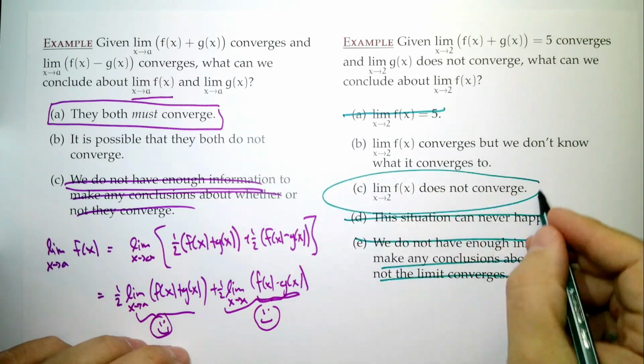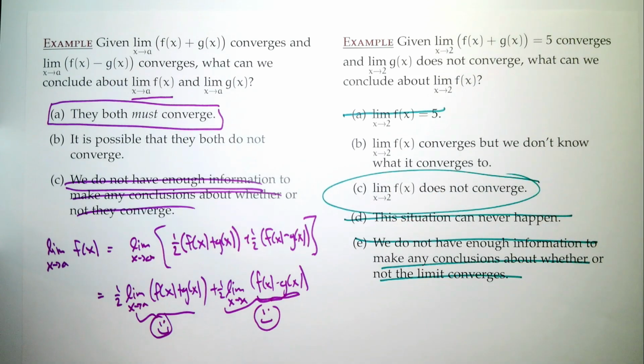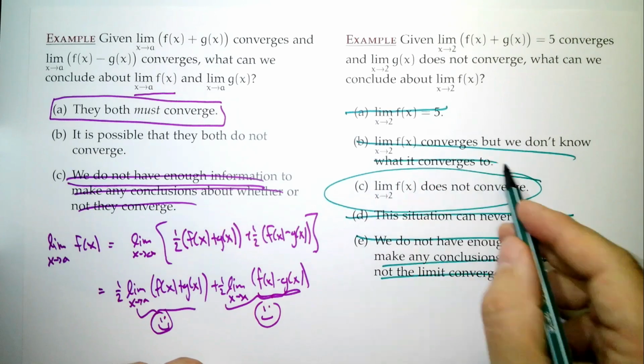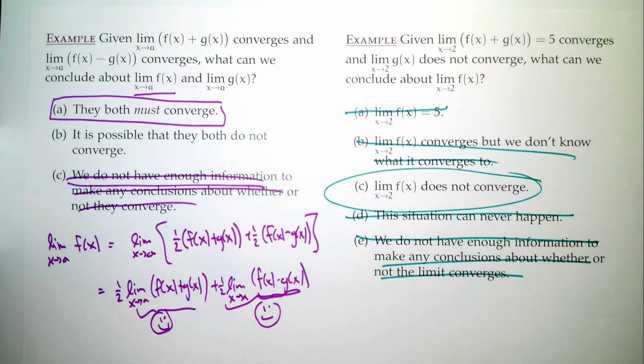It is C. The limit does not converge. All right. But we should think about why. Okay, so here's sort of an idea about why this works.